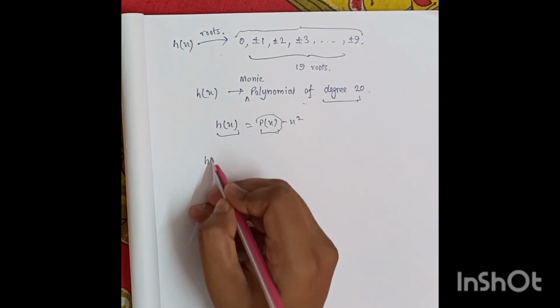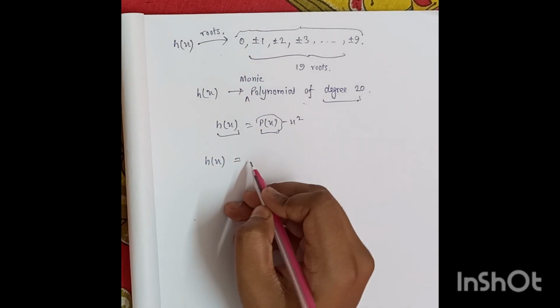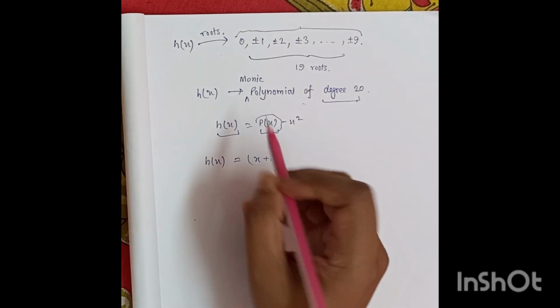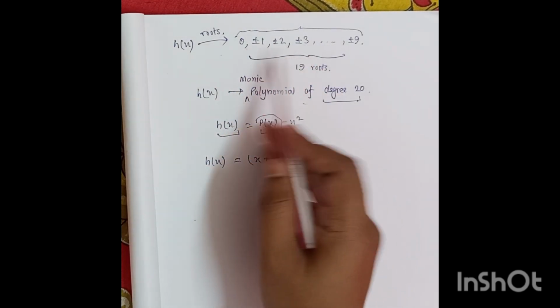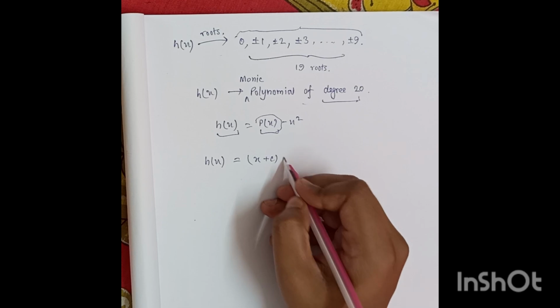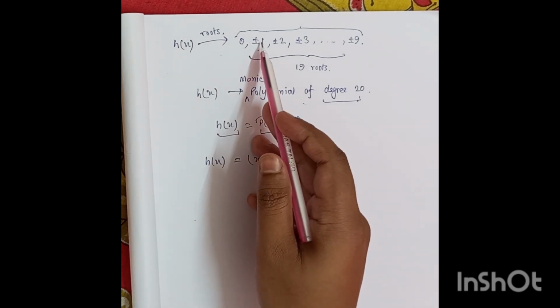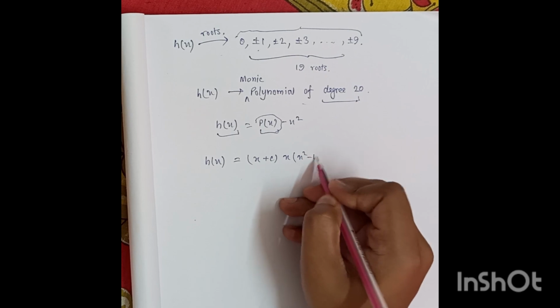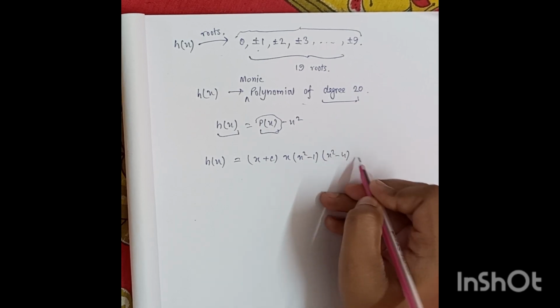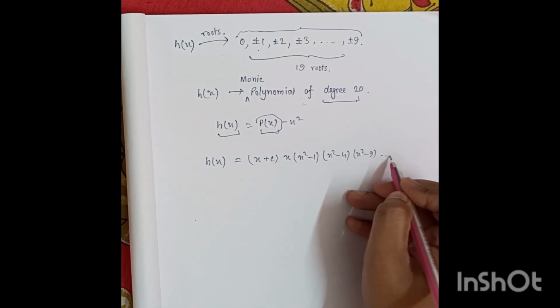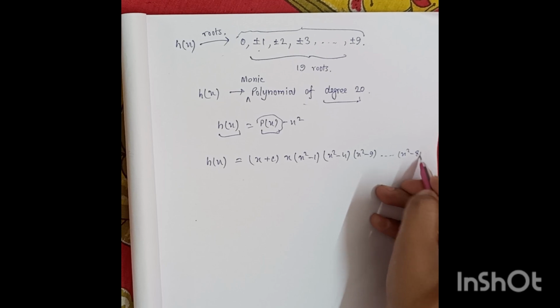So we can write h(x) as something like (x plus c) times the factors of h(x). That means x times (x minus 1)(x plus 1), that is x square minus 1, then x square minus 4, then similarly so on up to x square minus 81.